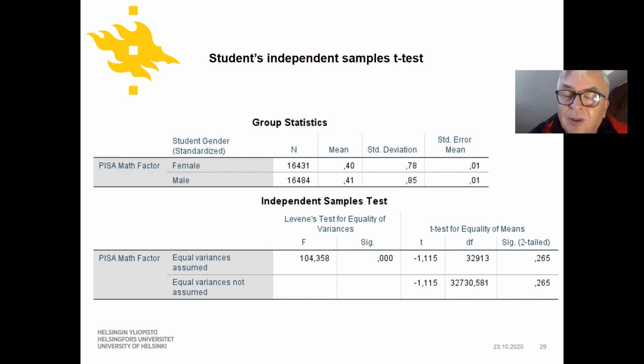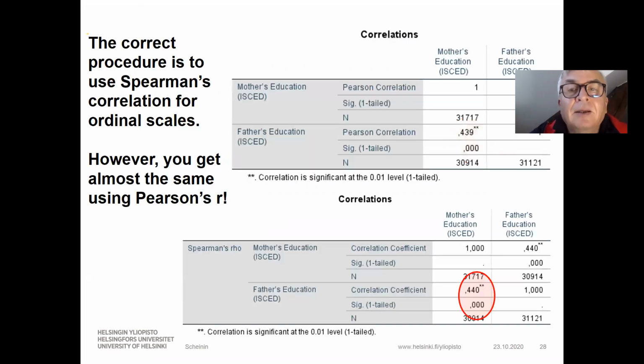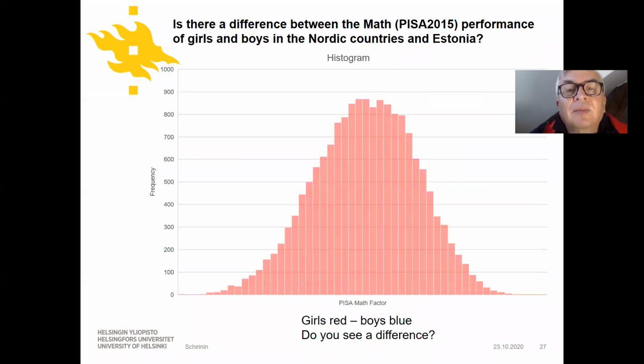Now, I remember the picture that we have here. I put it in the wrong place, but this is the story behind this. T-tests and other such tests are interested in whether there is a difference between the average, or the mean, of one group and another group. So here, if we look at the girls and boys in the Nordic countries and Estonia, is there a difference between the boys and girls?